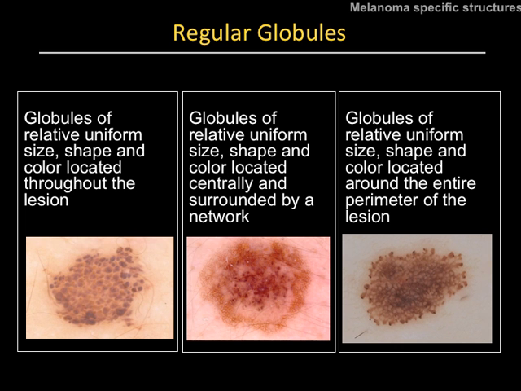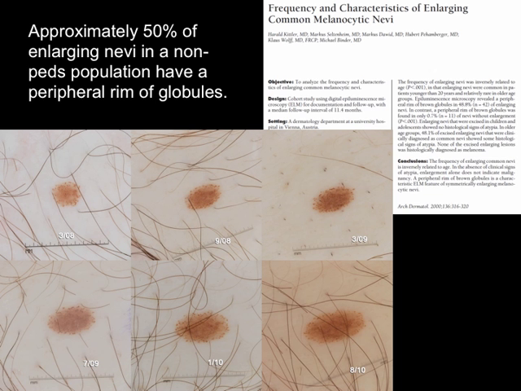Once again, regular or typical globules are of similar size, shape, and color and distributed throughout the lesion, within the center of the lesion, or around its entire perimeter. When globules are seen around the perimeter of an otherwise benign appearing nevus, such as a reticular homogeneous pattern nevus, it is indicative of an actively growing nevus.